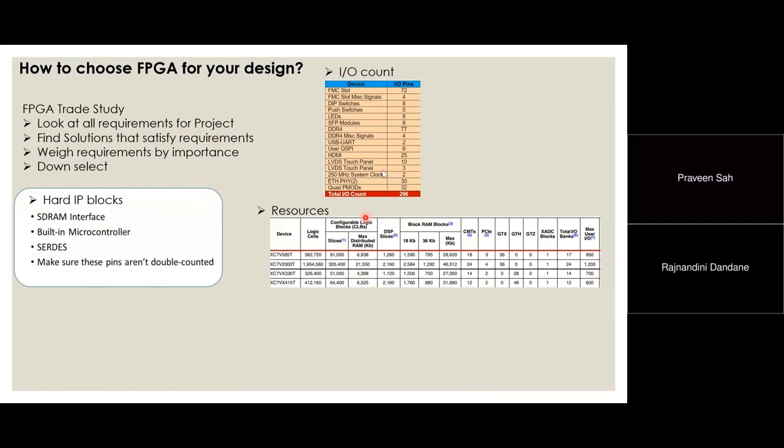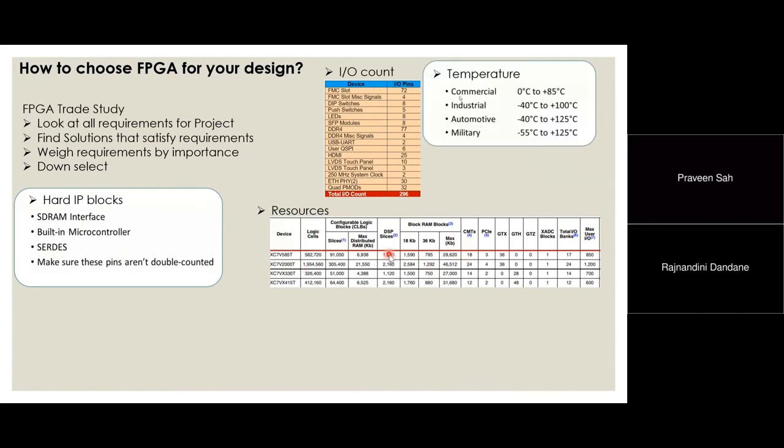Once you have the IO count, you see any intellectual property you need, what resources you need, like logic blocks, RAM, slices. Then, whatever industry you are in, whether it is automotive or military, which are more robust, the temperature grades are higher, minus 55 to 125. There are different FPGAs which support these different temperature ranges. If I am using it for military, I have to select the FPGA that can sustain this temperature.